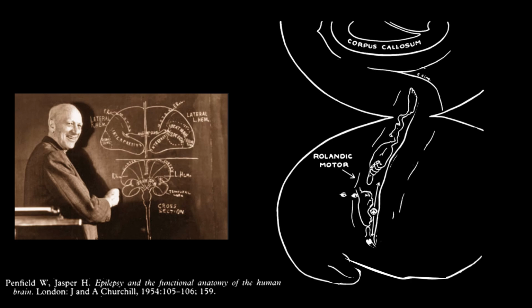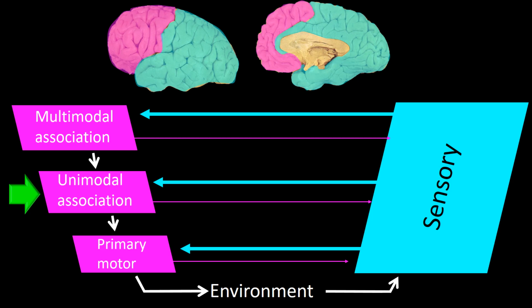This is a photograph of Penfield, the man who mapped the cerebral cortex. This is the actual drawing he published in 1954. He called the precentral motor cortex the Rolandic motor cortex. The second order hierarchical region is the unimodal association cortex. This area is where the scripts for specific high-order movements are kept. This area is referred to as the premotor cortex.